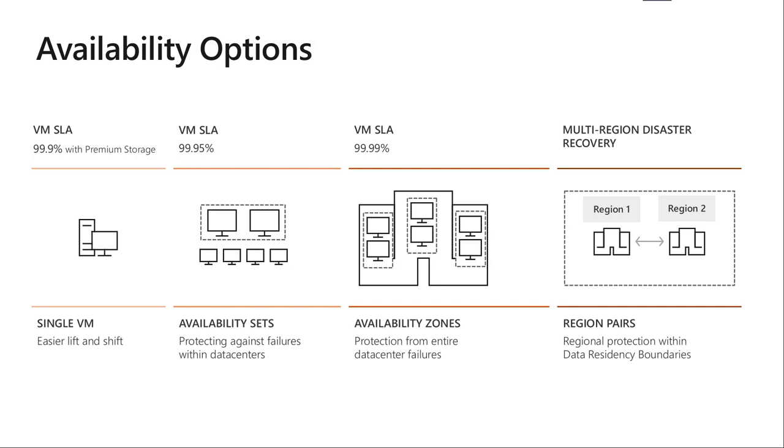By placing virtual machines in availability sets, and availability sets is a term you have to know, you protect against data center failures and increase the SLA even higher, by 0.05%. Adding a virtual machine to an availability zone protects from entire data center failure and increases the SLA to 99.99%. This is almost the highest you can have. Furthermore, you can have the multi-geo data center recovery region pair to provide data resiliency boundaries.